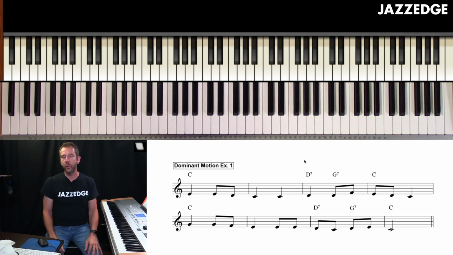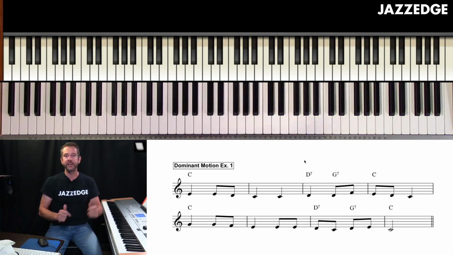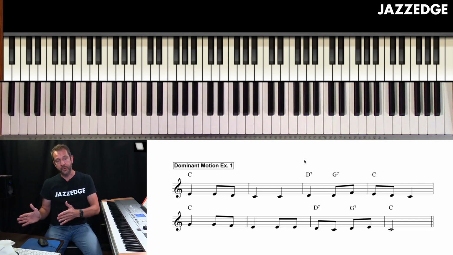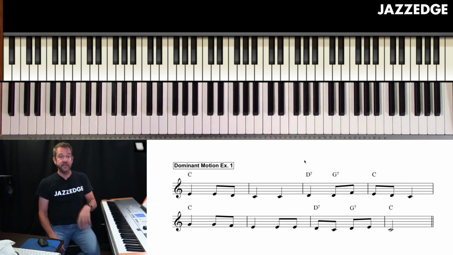If we were in 4/4 time and the G7 chord was lasting the entire measure, then yes, in that case, we would be moving it to beat 3. But in this case, since we're in 2/4 time, the G7 chord only lasts for 2 beats. So I'm going to just move it over to beat 2 versus beat 3, because we're going to have 3 beats in the measure. All right, so here we have D7 moving to G7 and then moving to C.